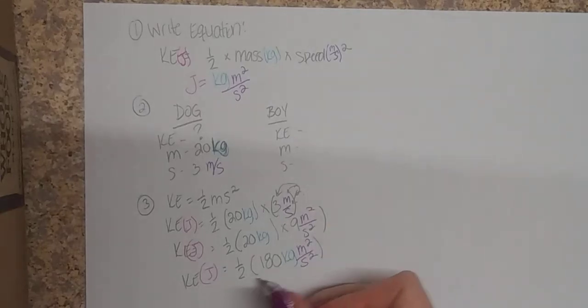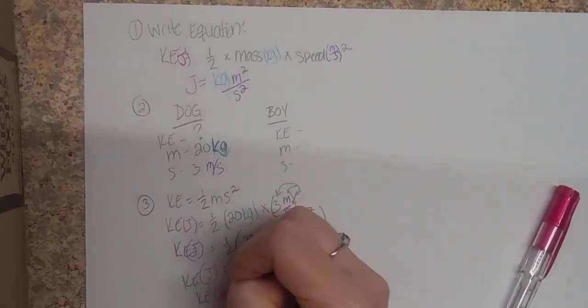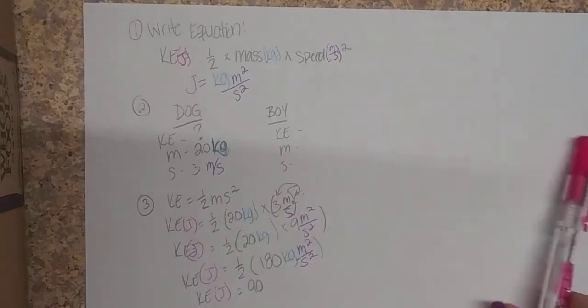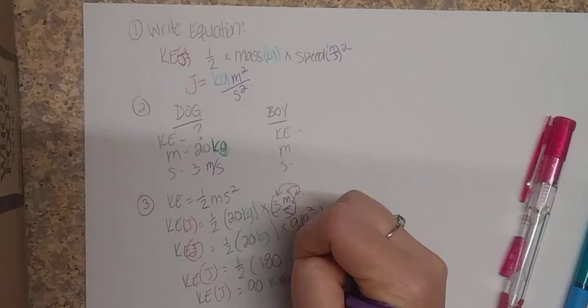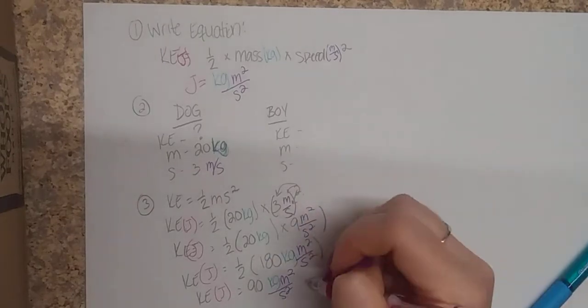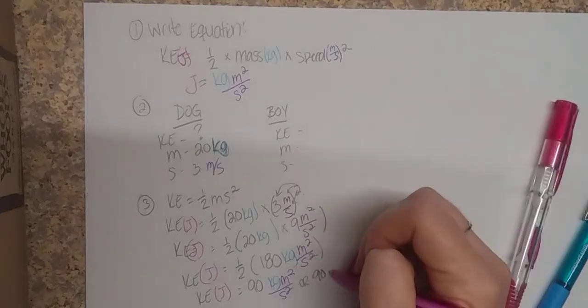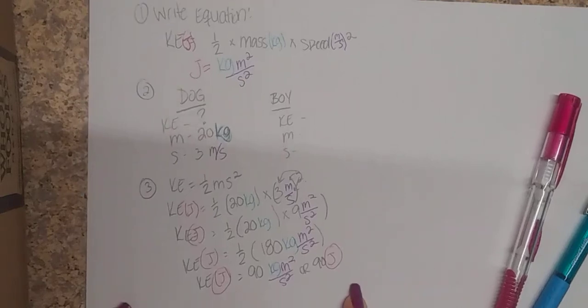So I'm going to take the 1/2 times the 180. Is equal to 90 kilograms meters squared per second squared, or 90 joules, because energy should be written in a joule.